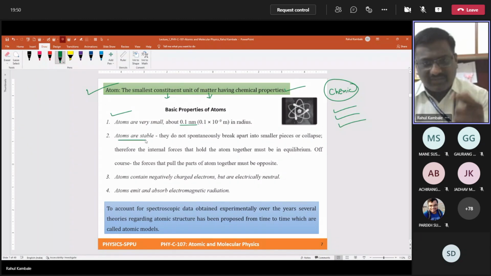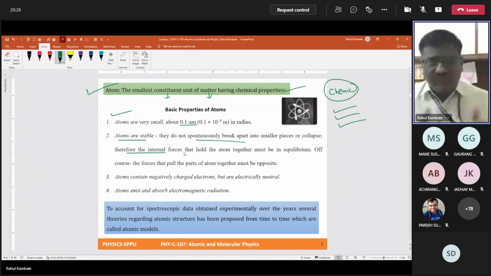Then, atoms are very stable. What do you mean by stable? They do not spontaneously break apart into small pieces, or collapse. We cannot divide them further. Whatever the internal force is, it is quite strong. So atoms are very stable, and they are not going to break into pieces.